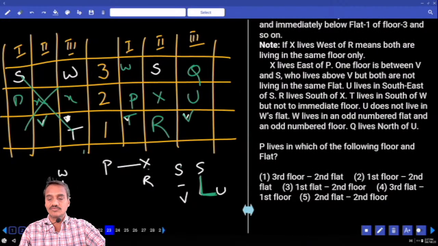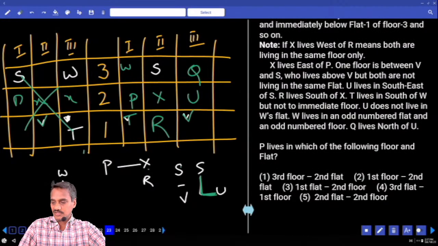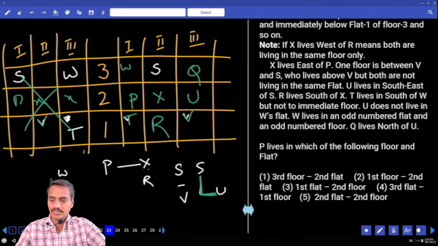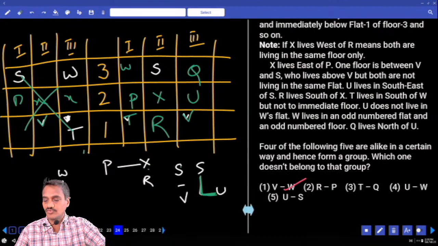Now, P lives on second floor, first flat. My choice: second floor, first flat. Third. Now second floor, first flat choice. Then 24.